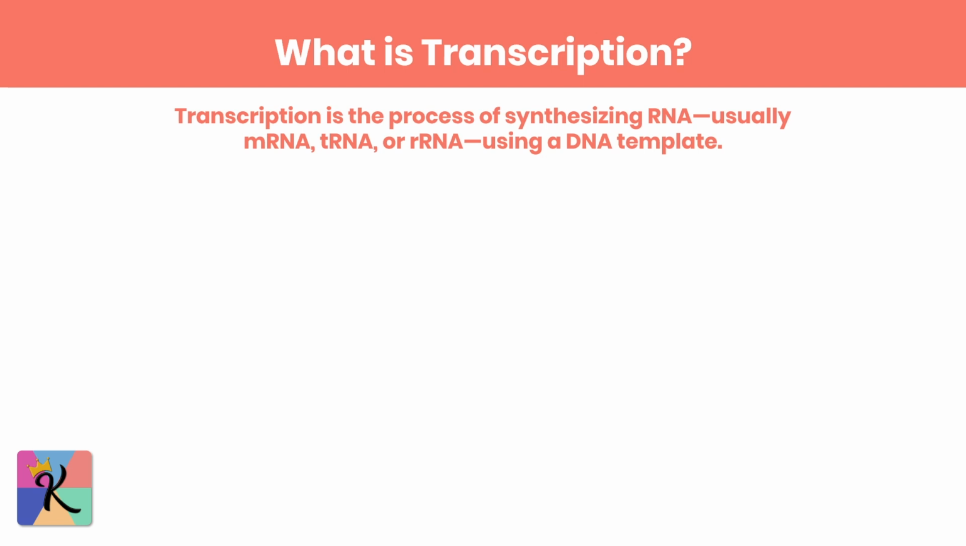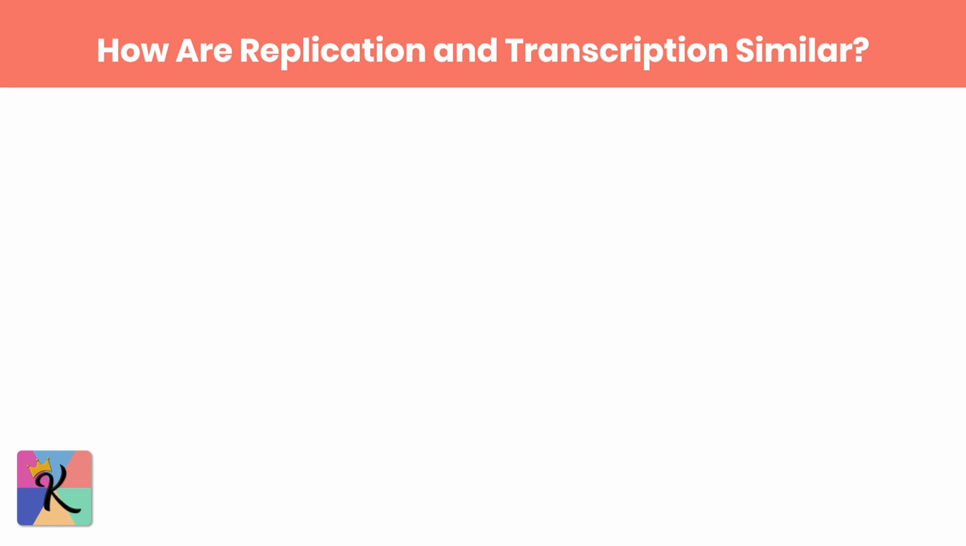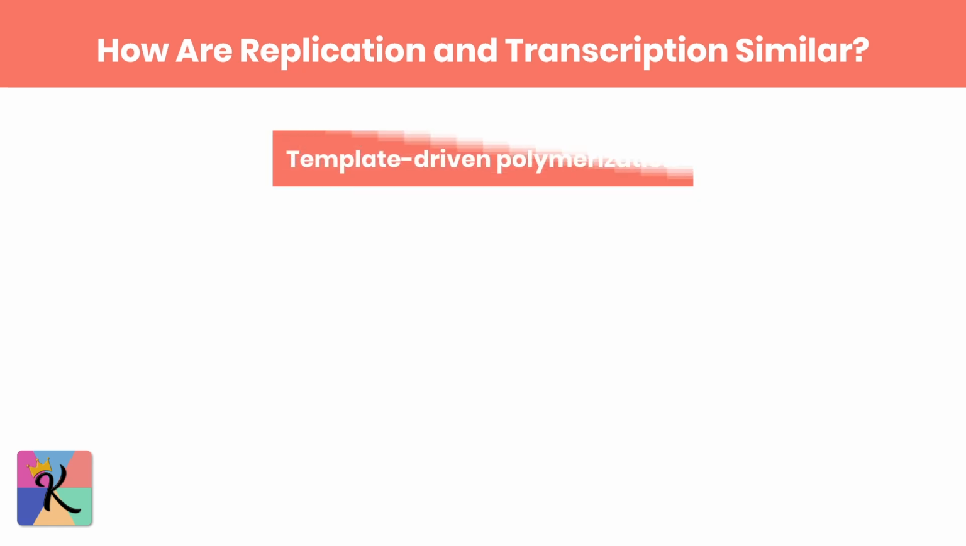The information remains in the same language, a sequence of nucleotides. Transcription transfers genetic information from DNA to RNA. Replication and transcription share key similarities. Both rely on template-driven polymerization.